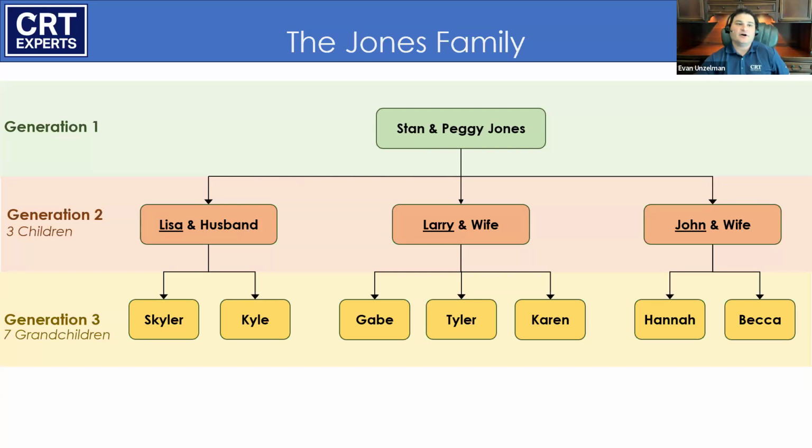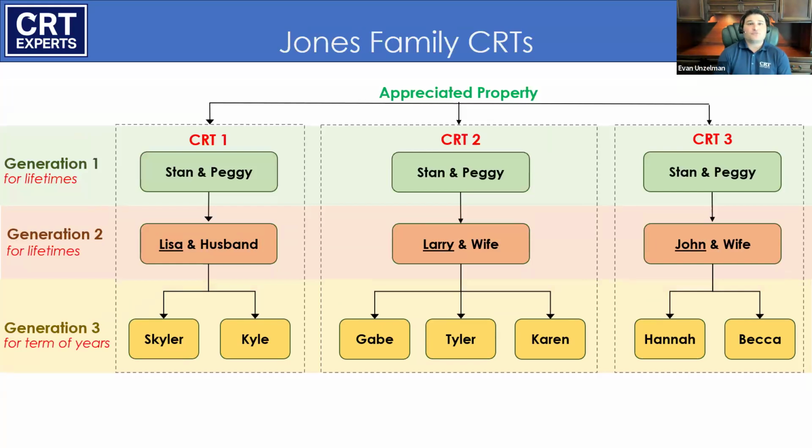What we're going to do in this scenario is have 3 CRTs, and each CRT will be structured for a different family unit: each child, their spouse, and their kids, Stan and Peggy's grandchildren. Stan and Peggy will be the initial lifetime income beneficiaries of each of these CRTs. Then each child and their spouse will be the successor lifetime income beneficiaries. And for the grandchildren, that's where we move to the term, and we're limited to 20 years on that term.